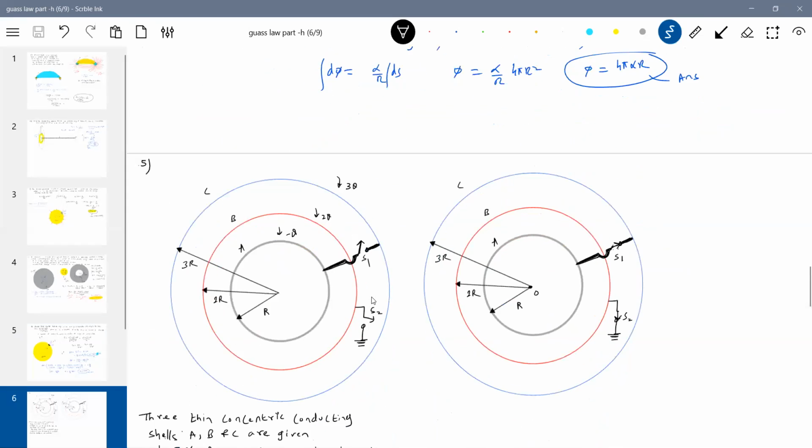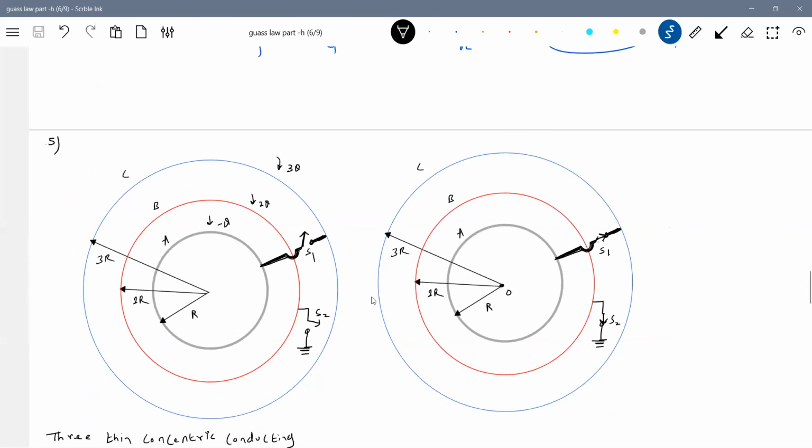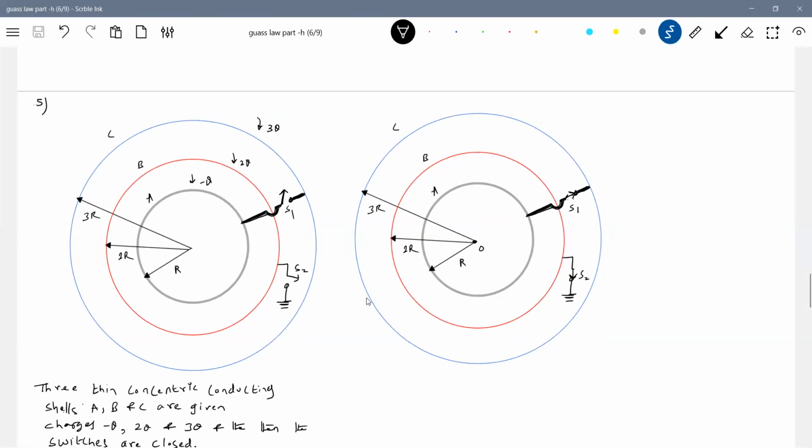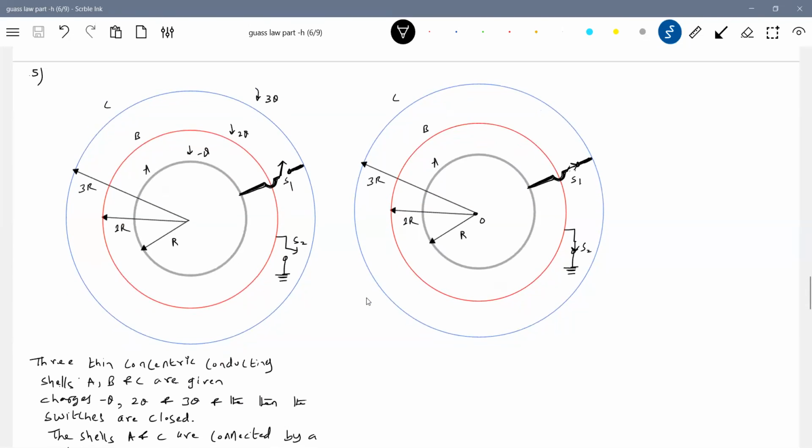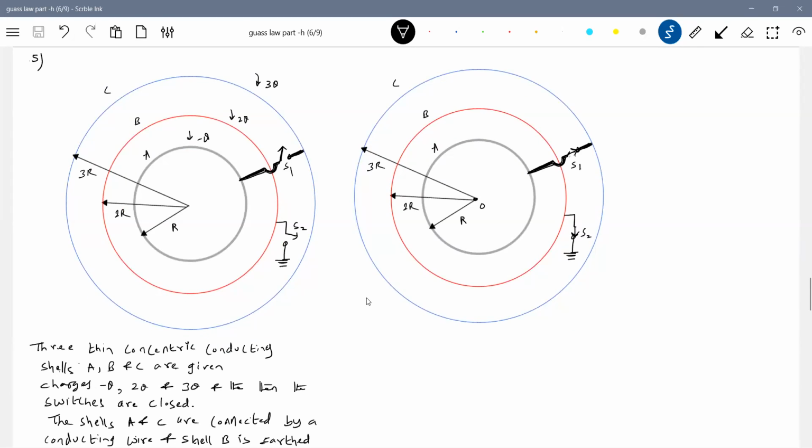Okay, let's take some other questions. All these are very fundamental, not something very important, but a student must have a basic idea. Now we have discussed shell earthing, and we have discussed some problems where two shells are joined by a wire. Here, earthing and joining by a wire, both the cases are brought here.